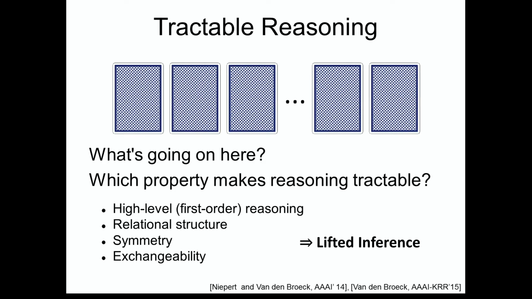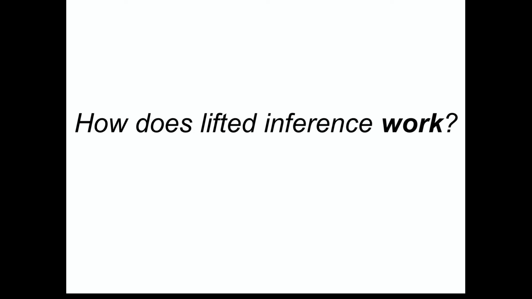You could say the cards are symmetric, or you could say in statistics that they're exchangeable, right? And in lifted inference, what we try to do is build inference algorithms that take into account these properties to speed things up. So how does it work? How do these algorithms actually exploit these symmetries?